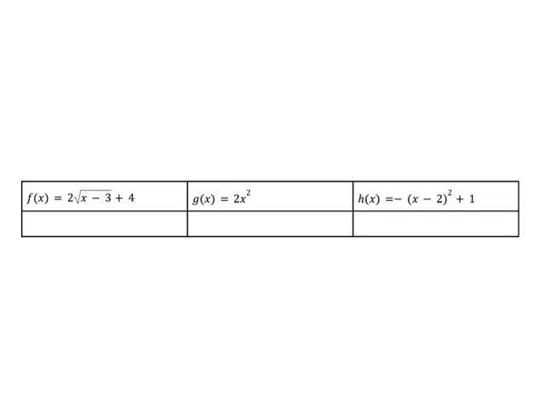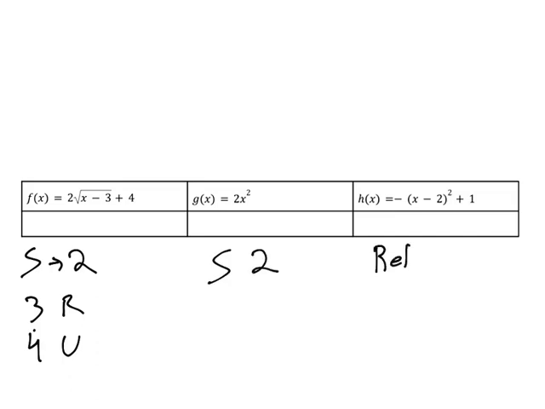Describe the different transformations that you see. I see a stretch of 2. I see 3 units to the right. I see 4 units up. I see a stretch of 2 units. I see a reflection across the y-axis. I see 2 units to the right, and I see 1 unit up. And there's the p set.